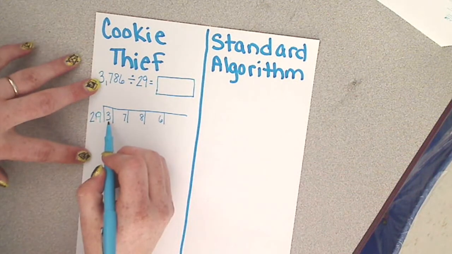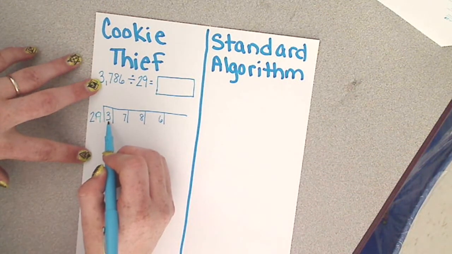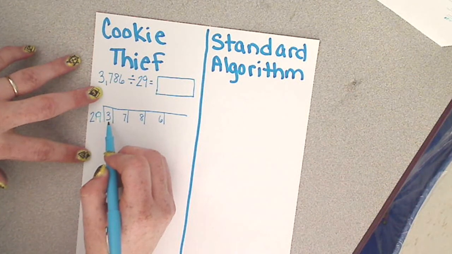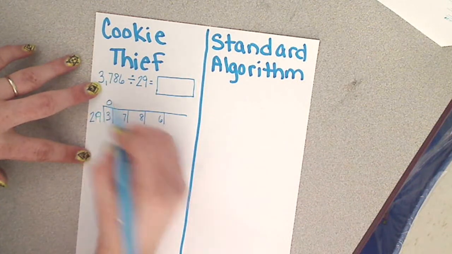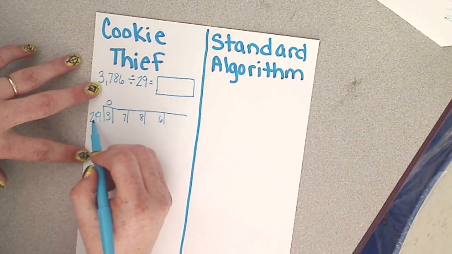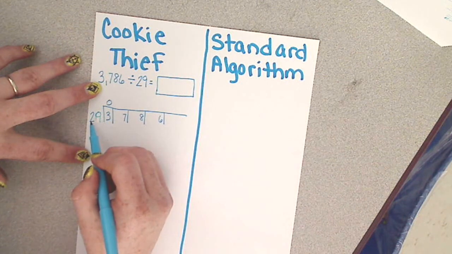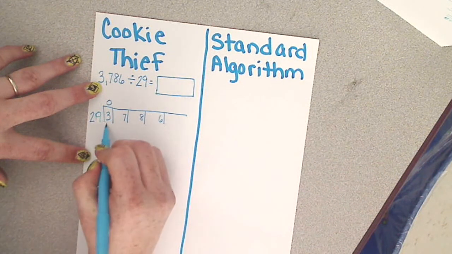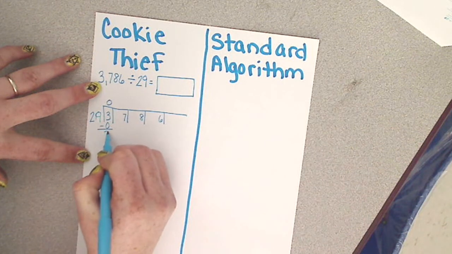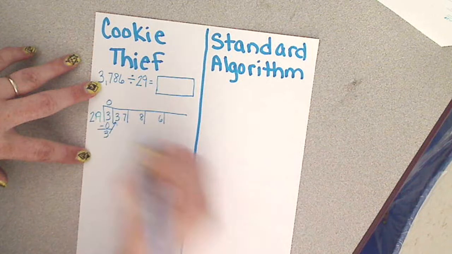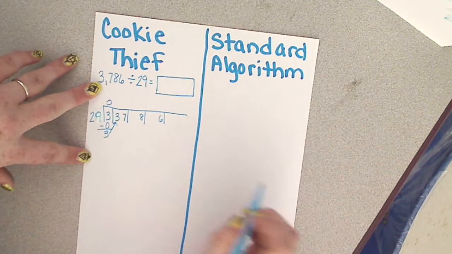So the cookie thief looks in the window of apartment A and says, "Ah, dang it. I cannot take any cookies. None." And he knows that because 3 isn't big enough to divide into 29. Well, he says, dang it, 29 times 0, not 0. It means that all 3 of those cookies get to escape next door to apartment B.